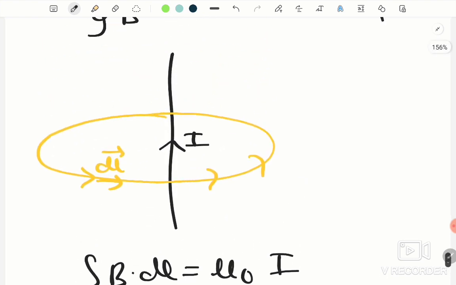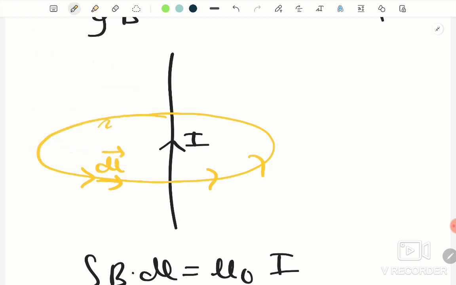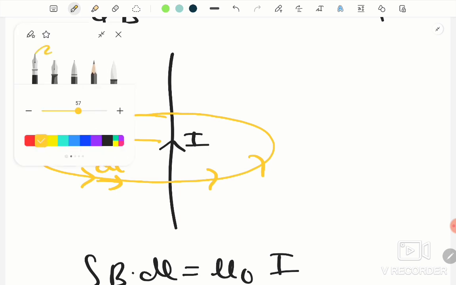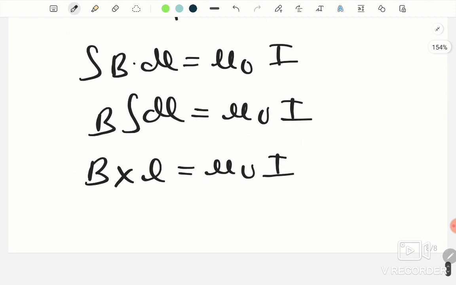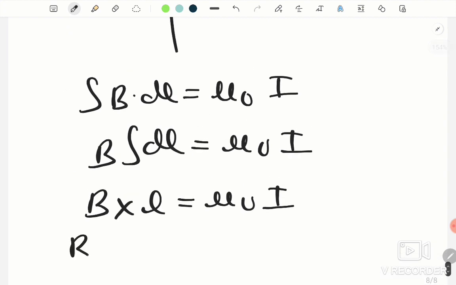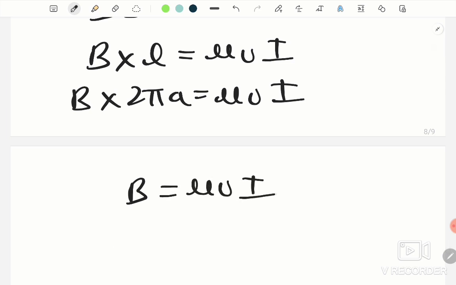Now guys, to find the length of this loop we need to mark the radius of this loop. So let's say that the radius of this loop is represented by distance a, and therefore the length of this loop will be the circumference of this circle, which is nothing but 2 pi a. So the value becomes B into 2 pi a is equal to mu naught I. Now we'll divide 2 pi a on the right hand side, and through this we'll obtain the value of magnetic field as mu naught I divided by 2 pi a.